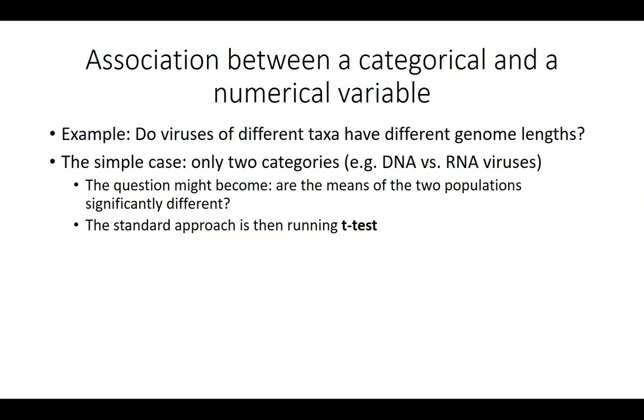So DNA versus RNA is a categorical variable. And the genome length is a numeric variable that we want to compare. And then the question simply becomes, one way to formalize it is whether the means of these 2 populations are significantly different. And then the standard test which we can use is called a t-test.